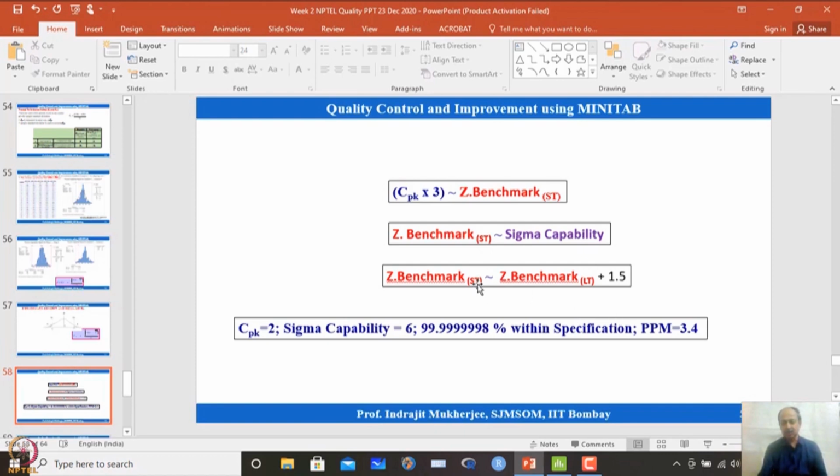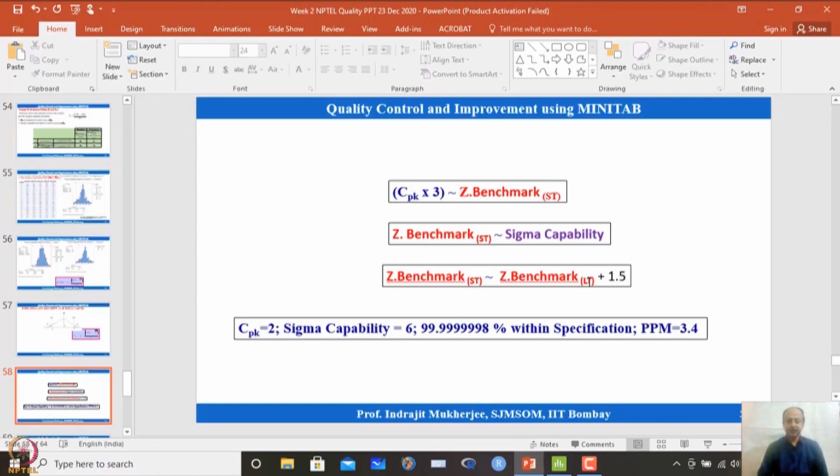So, short term capability is just long term capability plus 1.5. If you cannot do control charting, in that case you calculate based on the sigma S calculation, and you get the Z benchmark values, and if you add 1.5 to that, you will get the short term process capability, which is generally reported by Six Sigma people, and that can also be done. So, Z benchmark long term you have converted into short term, and that is the sigma level you can expect from a process, and that is the standard which we can take as whether to improve or not to improve.